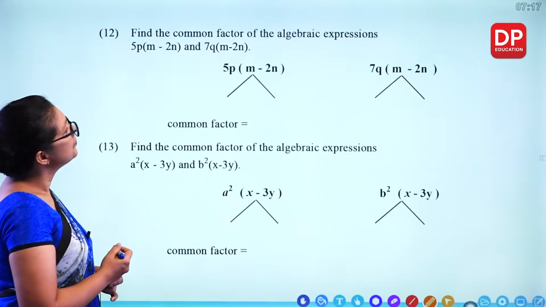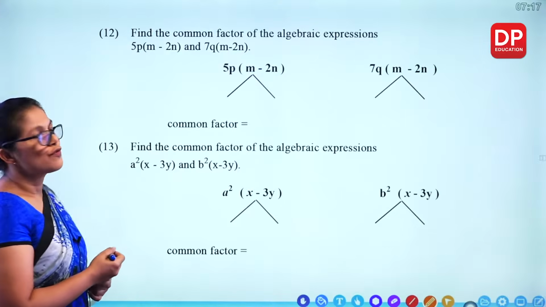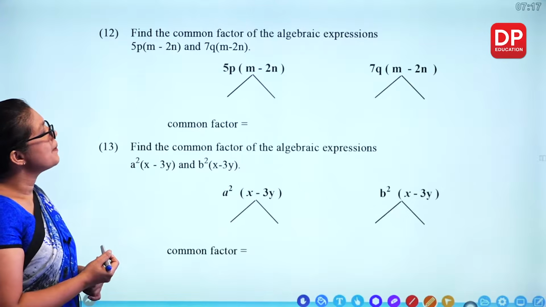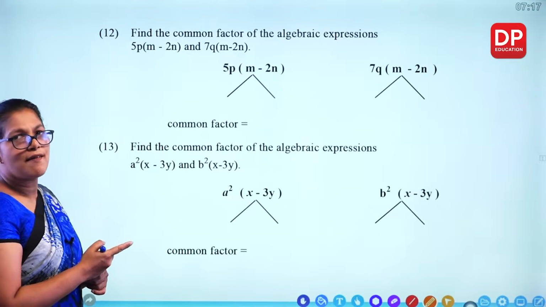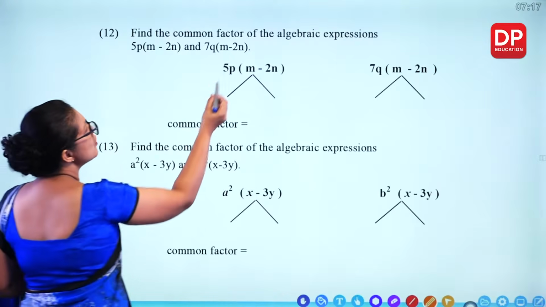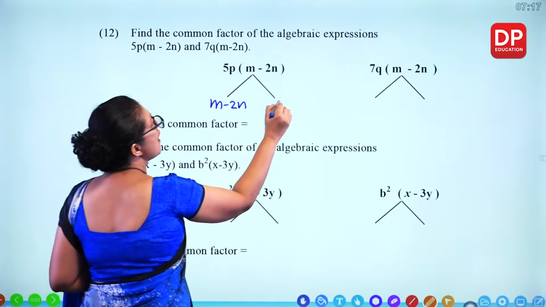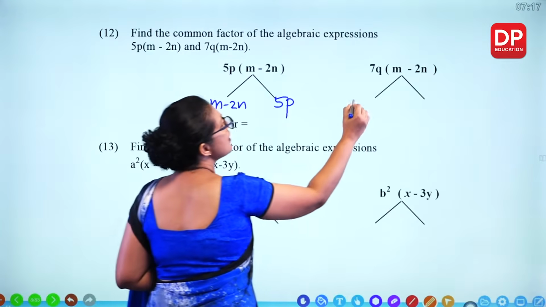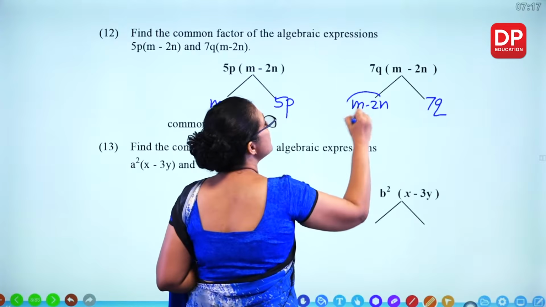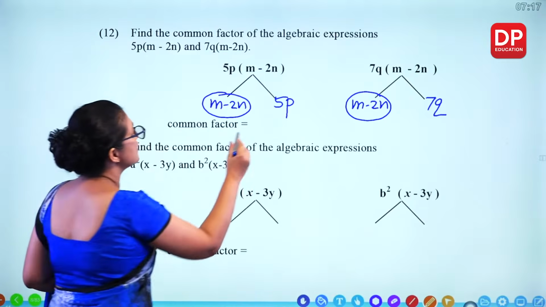Another one. Look at carefully. m minus 2n into 5p, 7q into m minus 2n. 5 and 7, there are no common factors. pq also not common. So that means we can take m minus 2n with 5p. Here m minus 2n with 7q. So we see this is the common factor.